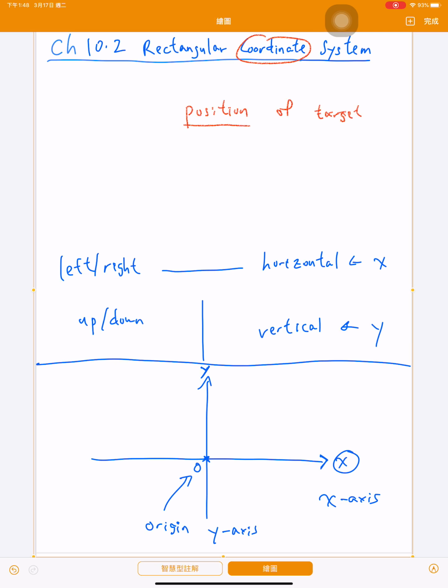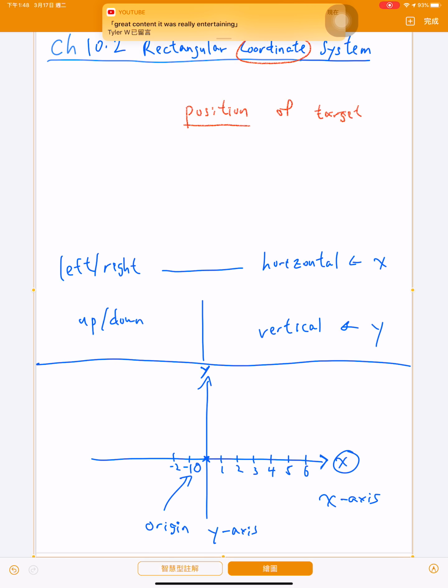Then for the X-axis, it's just like what you have learned in chapter 1, the number line. We can put some numbers, for example, 0, 1, 2, 3, 4, 5, 6, etc. Then we know from chapter 1 that we have negative numbers on the other side: -1, -2, -3, -4, -5, etc. Then you can see this arrow has a meaning that to the right is positive, and to the left is negative, right?